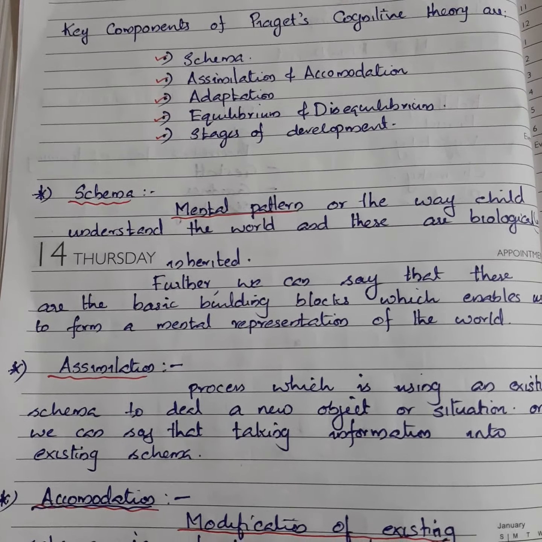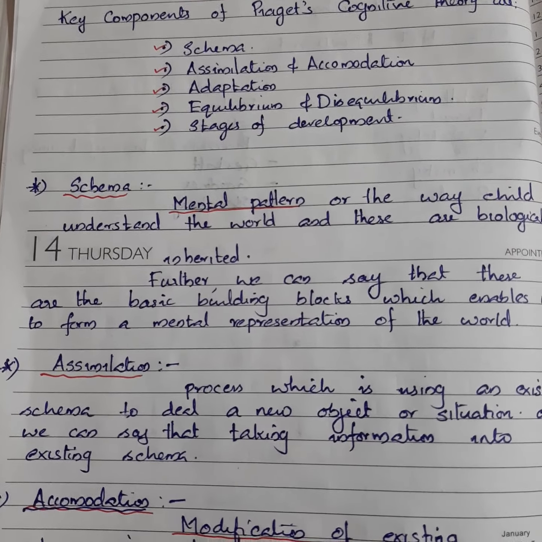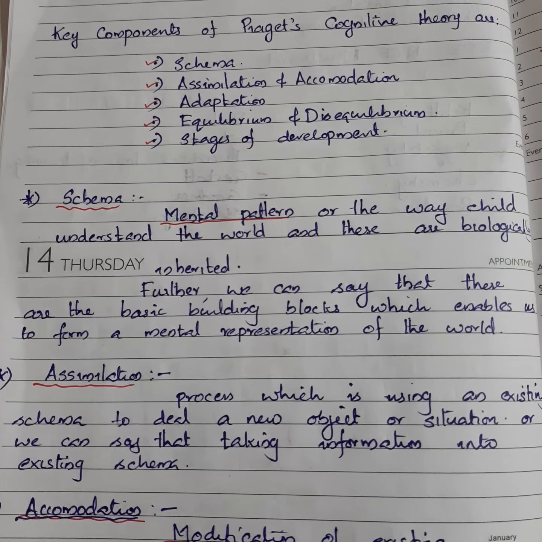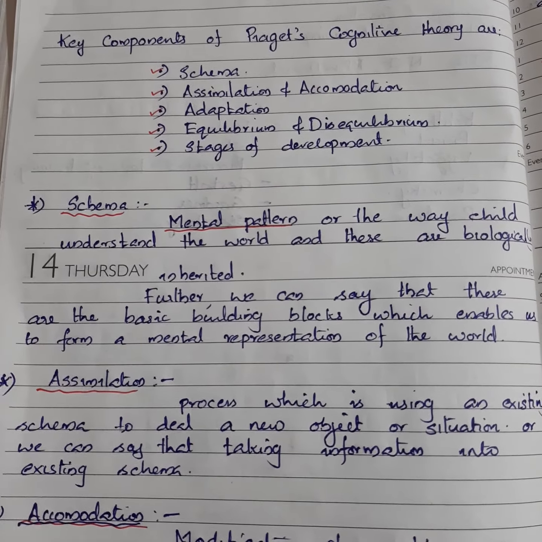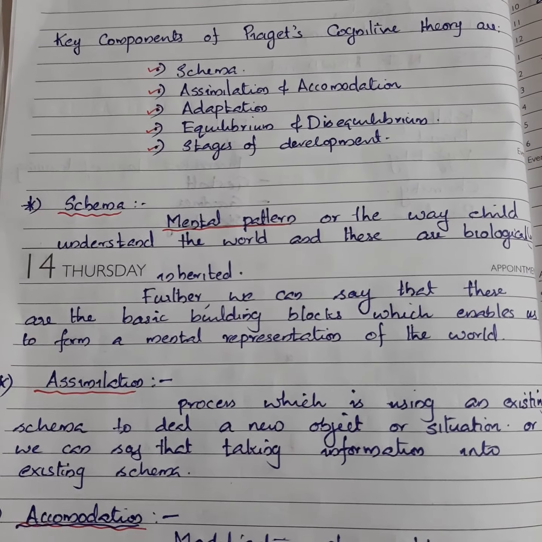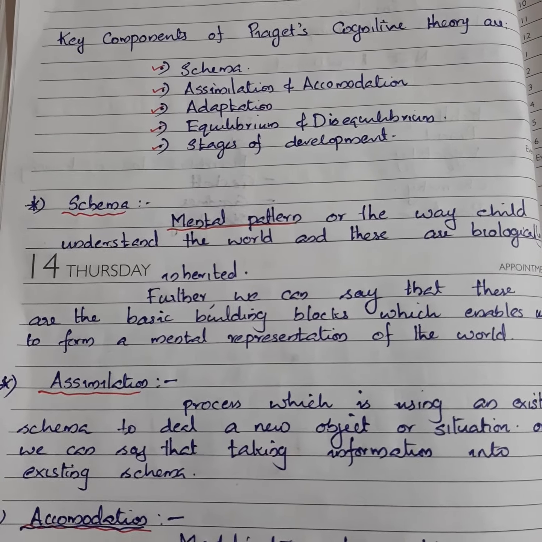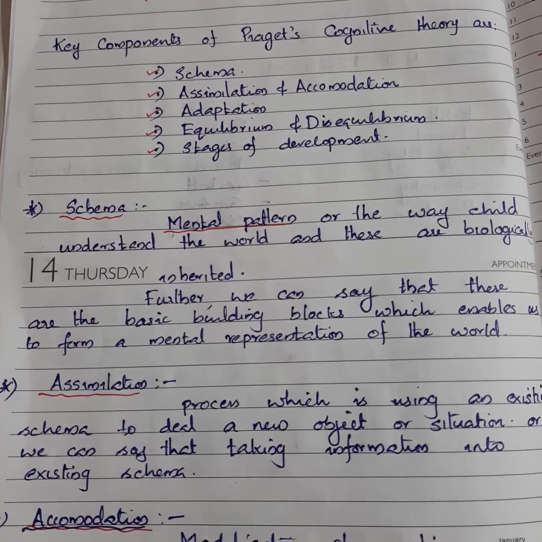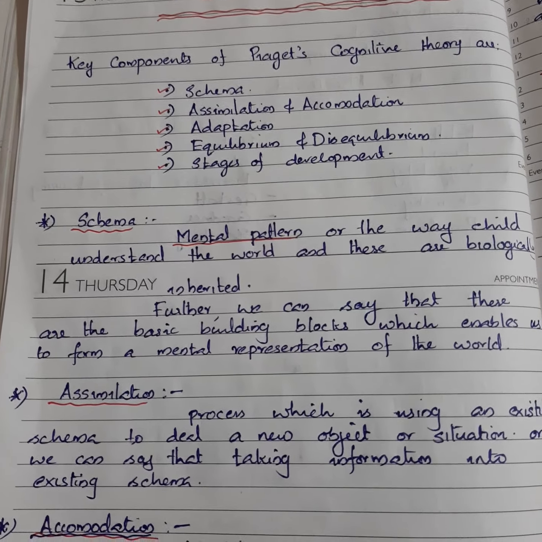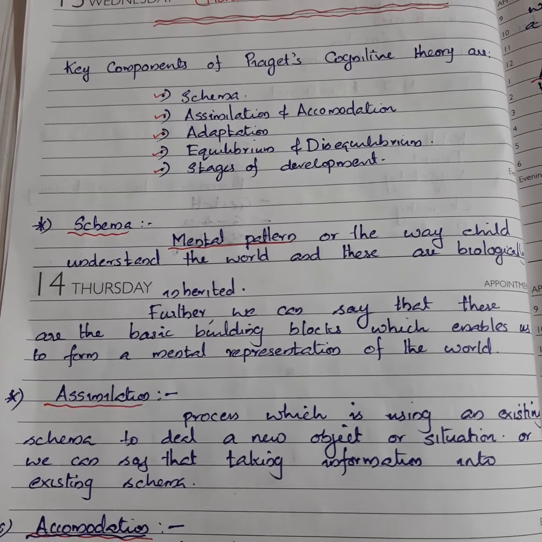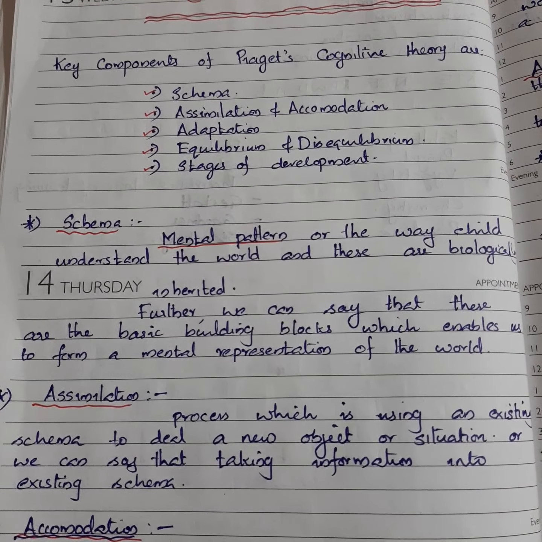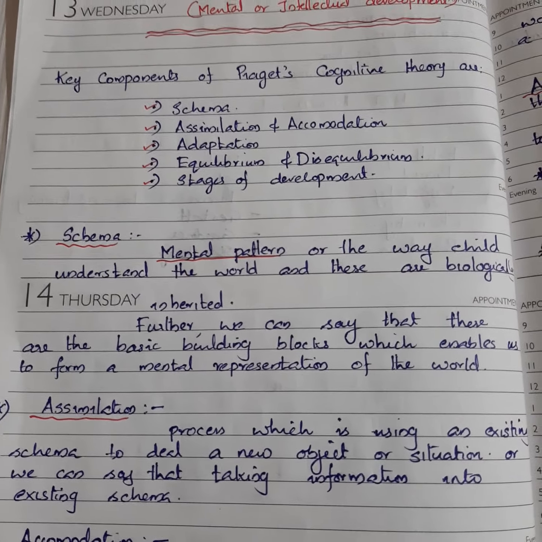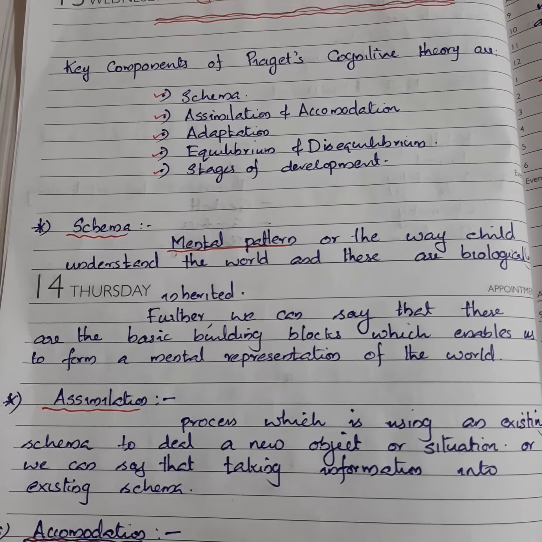First one is schema. What is meant by schema? Schemas are the mental pattern or the way a child understands the world, and schemas are biologically inherited. Further, we can say that these are the basic building blocks which enables us to form a mental representation of the world. Piaget called schemas as cognitive structure. So, schemas are the basic mental pattern.